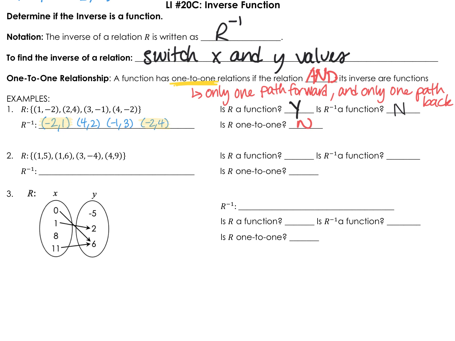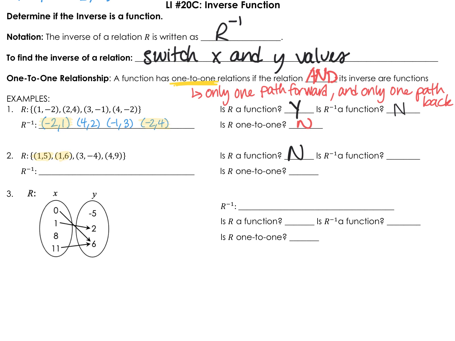Let's try the next one. Look at number 2: (1, 5), (1, 6), (3, -4), (4, 9). Is that a function? No. Who's the problem? 1 is the problem. 1 has two outputs. 1 goes to 5, and 1 also goes to 6. Bob's with Mary, Bob's with Sarah. No, bad idea, Bob. So no.